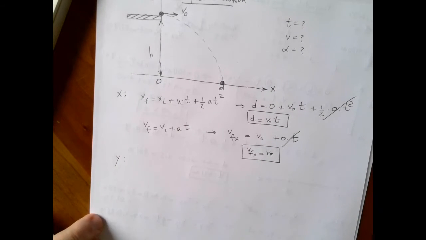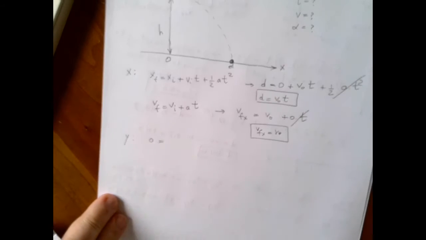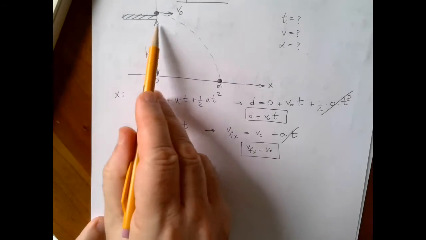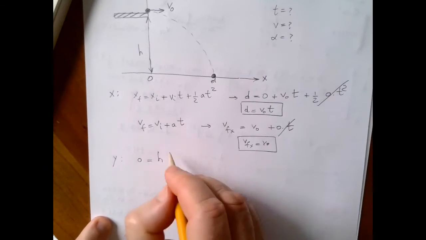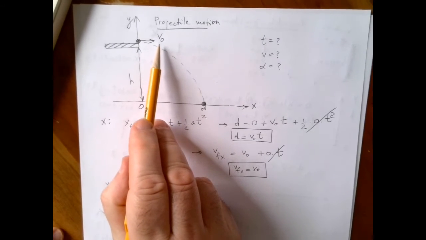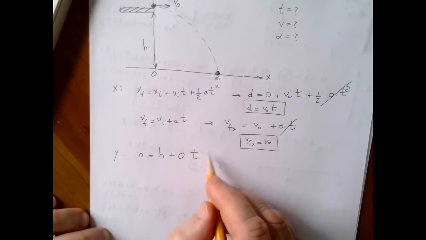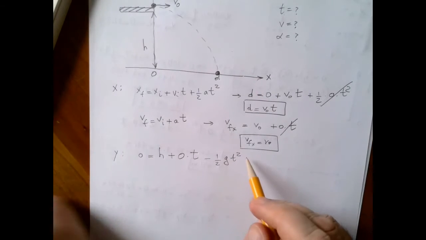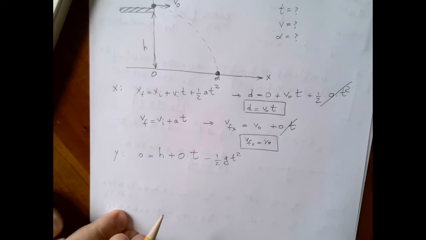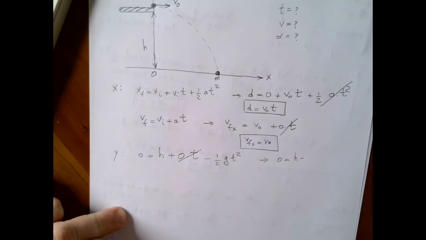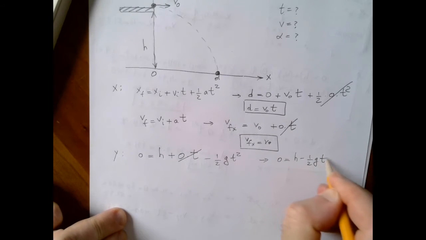Along y, the final position of the object is 0. The initial position of the object is h. The initial velocity along y is 0 because the velocity is horizontal, so it does not have a y component. And the acceleration, as always, is negative g. So this equation becomes 0 is equal to h minus 1/2 gt squared.